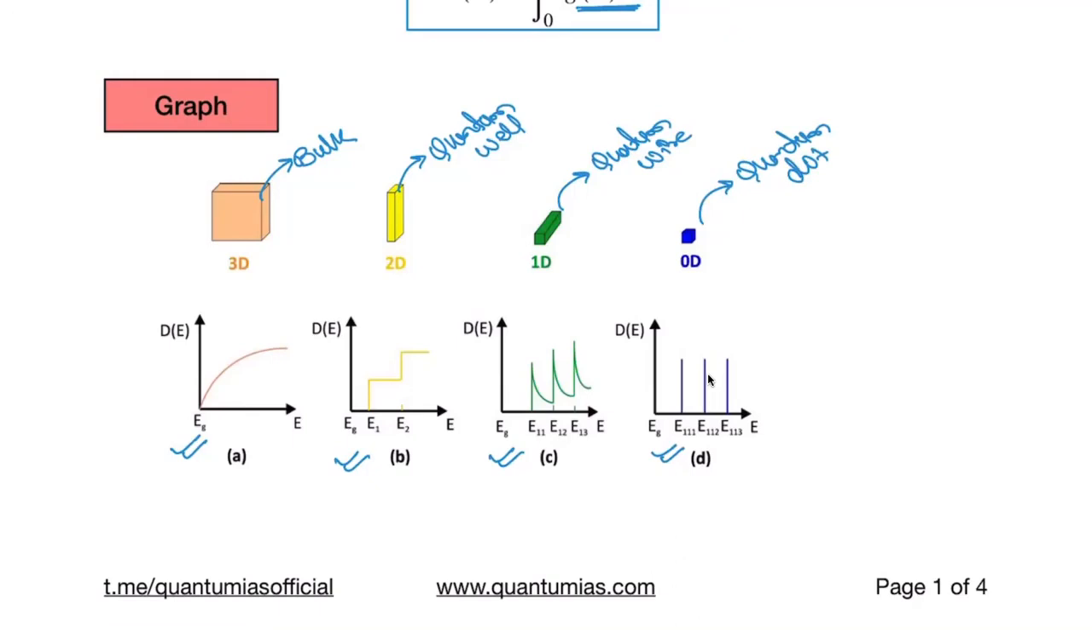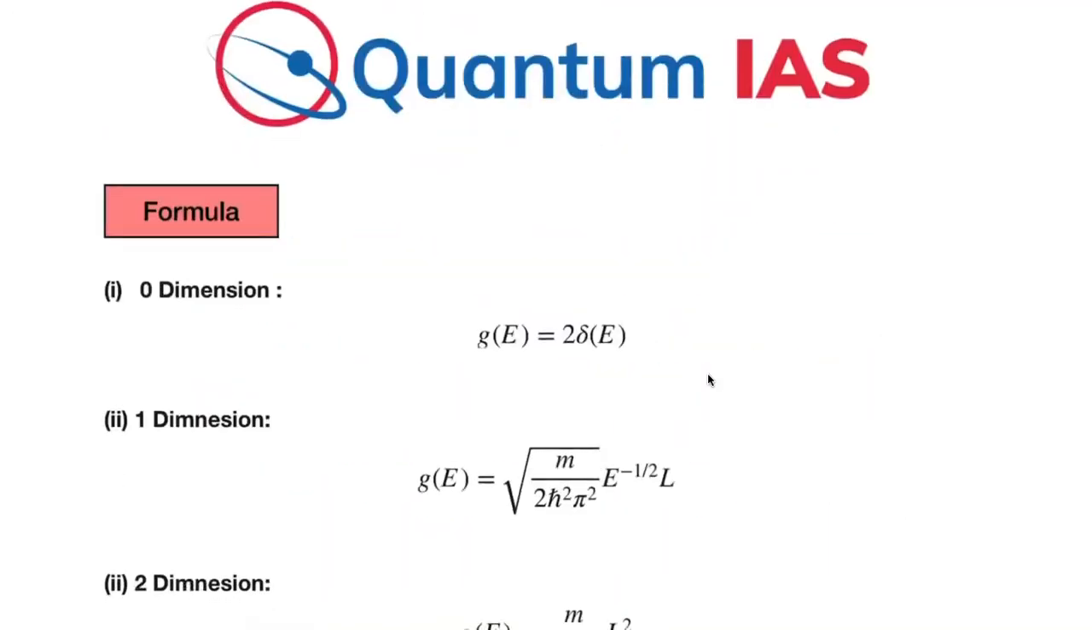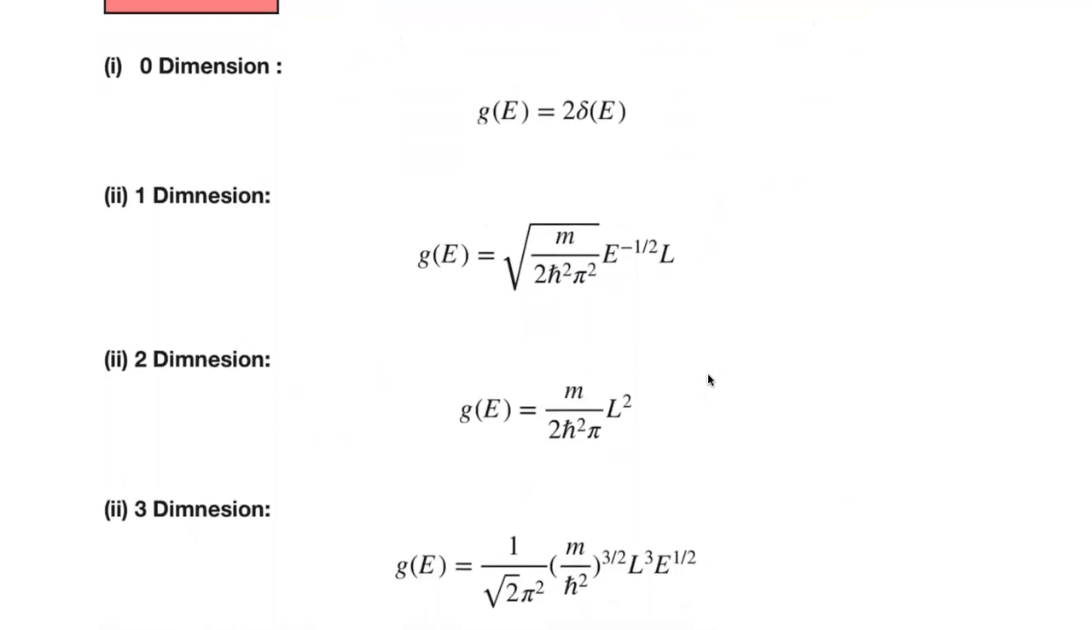Here you can see that when energy is increasing, density of state is also increasing, right? Here you can see that at a particular given energy level, density of state is constant, right? Here density of state is decreasing as we are increasing the energy, right? Here it is the delta function. We will see these things one by one. So this is the standard graph that you can use in your answers, right?